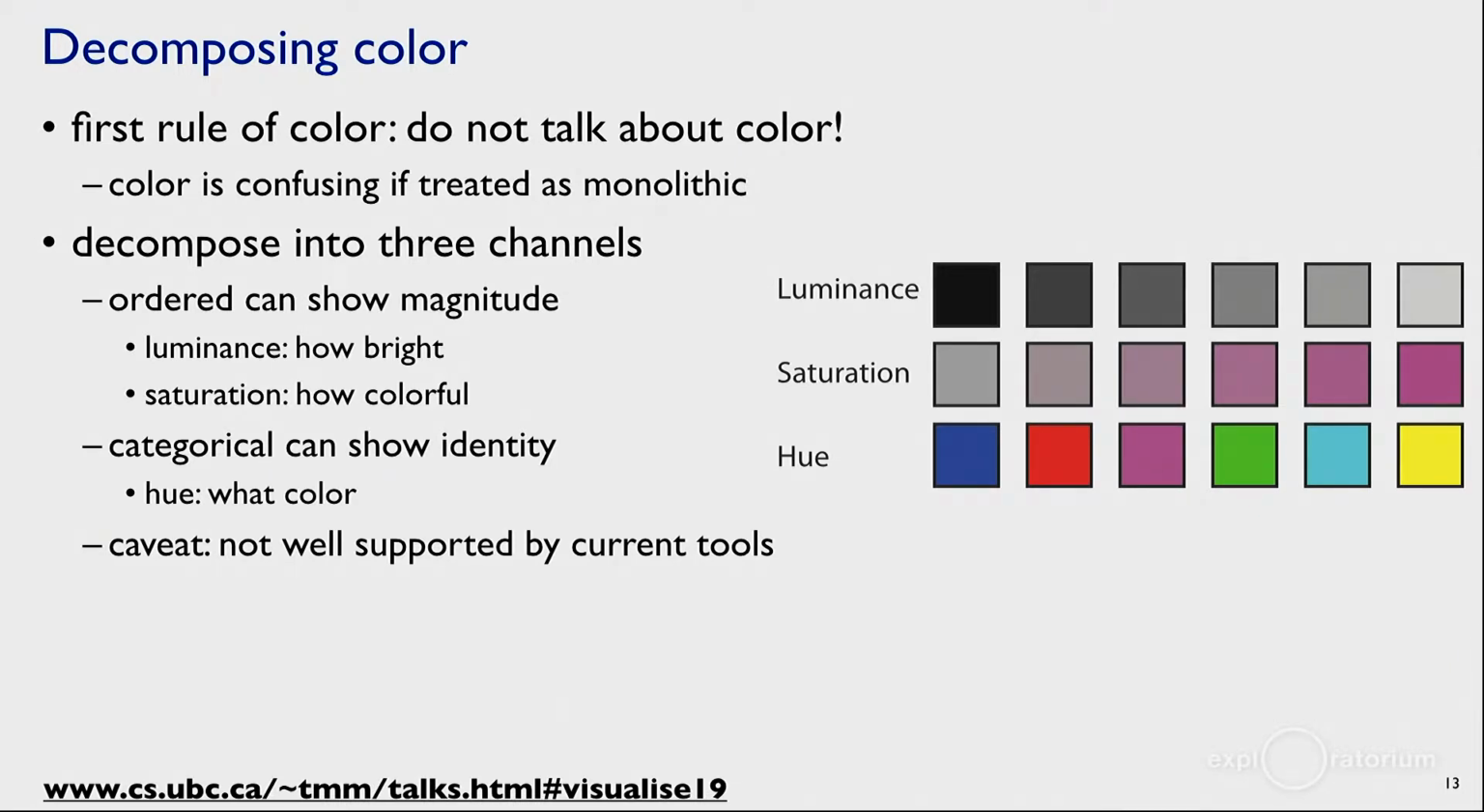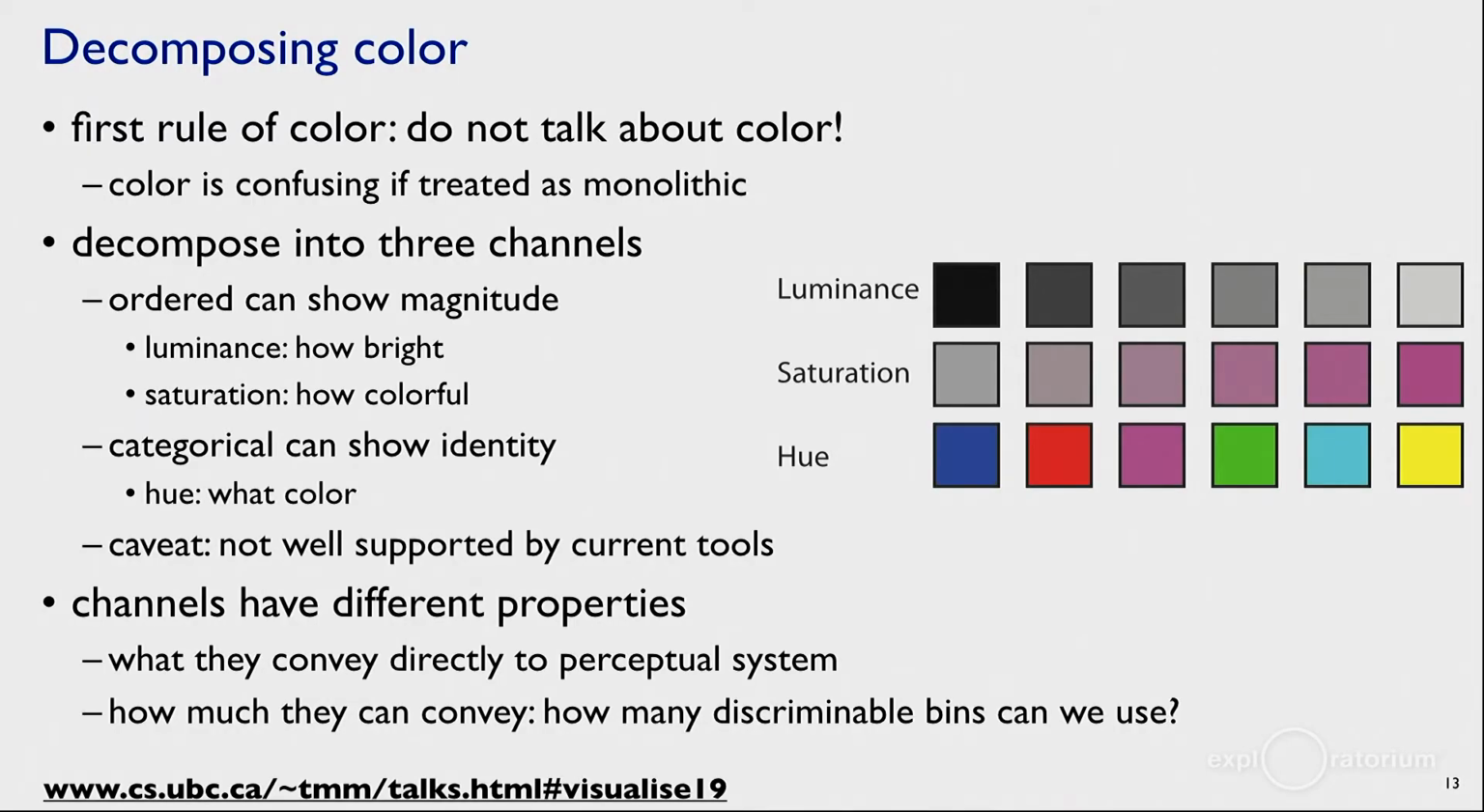So that's great. I've given you a way to think. And now my caveat is this is a good guide to thinking, but it is not well supported by current tools. A lot of tools will show you hue and saturation. They don't typically show you true luminance in terms of how bright something is. The human eye responds to different wavelengths of light differently. So this is not something that is super well supported by common tools. But it is definitely a guide to thinking at a visualization level.